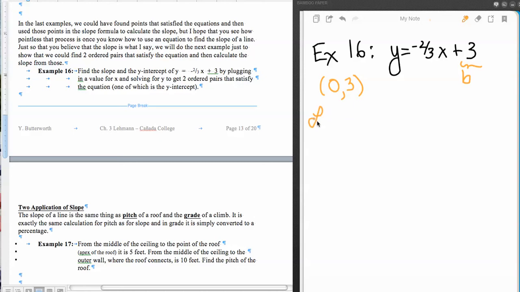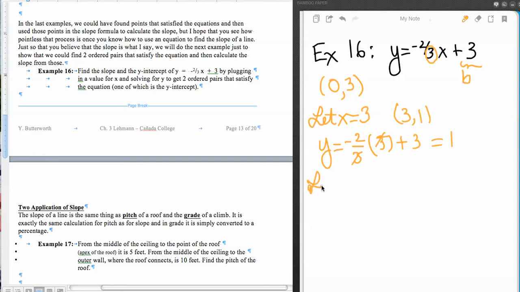And then we can let x equal other values and solve for y. Because this has a fraction in it, we want x's to be multiples of 3. So let's let x equal positive 3. Then y is equal to negative 2/3 times 3, plus 3. The 3's will cancel, so negative 2 plus 3 is equal to positive 1. So we now have a second ordered pair: x equals 3 and y equals 1.